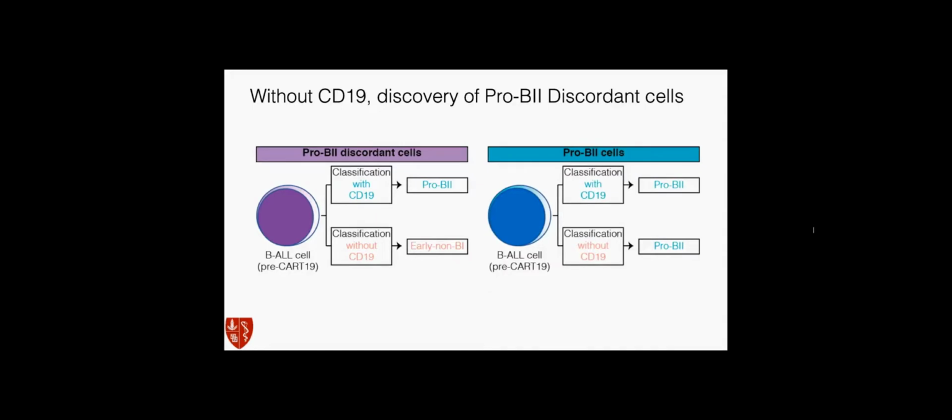However, within these patient samples as well, there were some cells that with or without 19 maintained their classification as Pro-B2 cells. So really there was a subset of these cells that changed what they looked like, depending on whether or not we used 19 to define them.